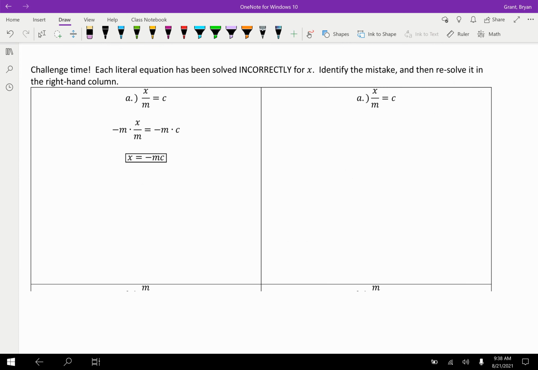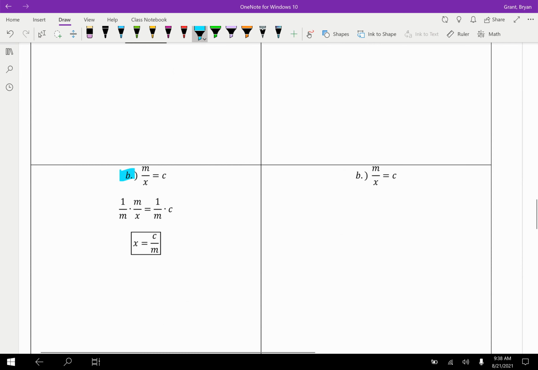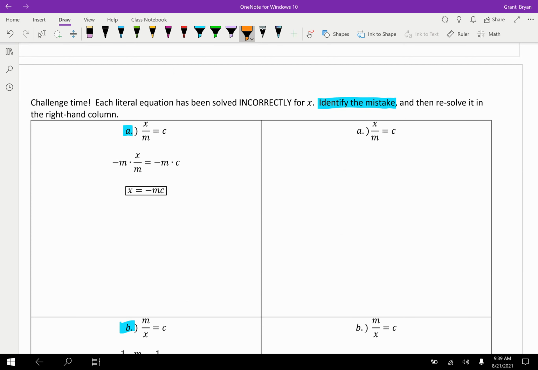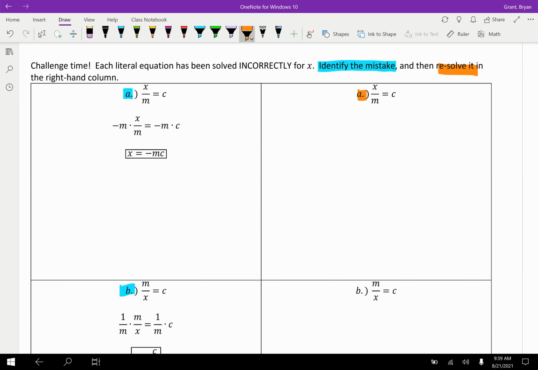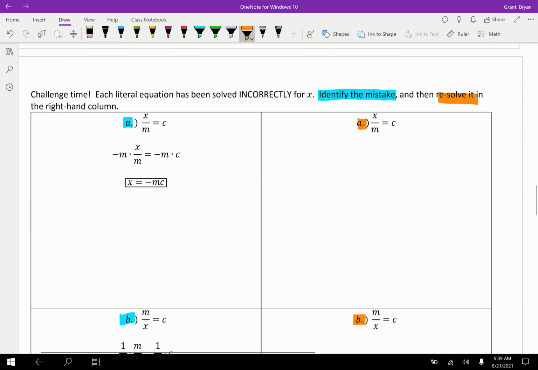Challenge time. There are 3 literal equations on this page, and each literal equation has, well, at least someone has attempted to solve it for x, but unfortunately they've done so incorrectly each time. Your goal is to first identify the mistake in each of these, and second, then you need to resolve it in the right-hand column. So you need to isolate x in the right-hand column correctly. All right. Why don't you take a look at each of these, and then once you're done, unpause, and we'll see how you did.